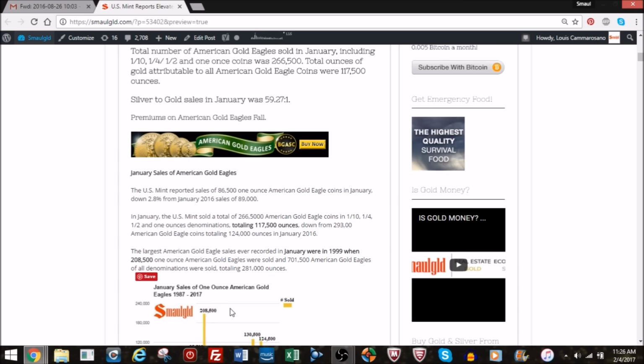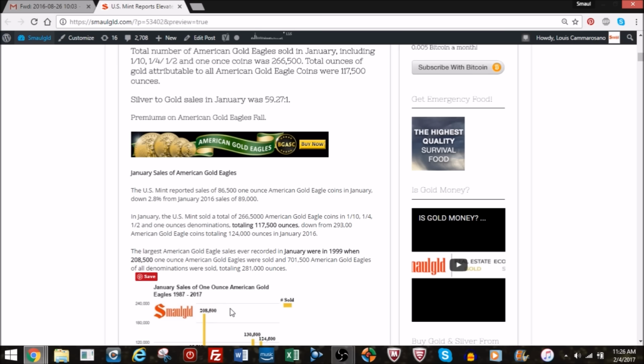As I mentioned, the U.S. Mint sold 266,000 coins of all different sizes. That was 117,500 ounces. Last year, the U.S. Mint sold nearly 300,000 total coins in the different sizes for 124,000 ounces. But remember, 2016 was the best year for sales since 2010. So the January sales in 2017 were pretty much in line with the very good sales in January 2016.